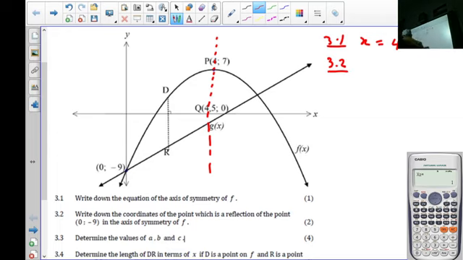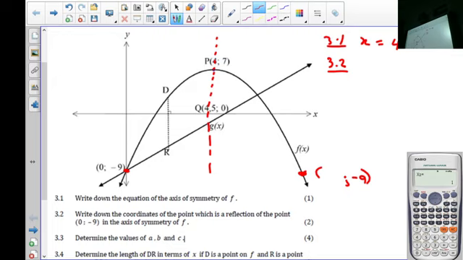Question 3.2 says write down the coordinates of the point which is a reflection of the point (0; -9) in the axis of symmetry. So in other words, if I fold the graph closed in the axis of symmetry, they want to know what is the coordinate of that point. If I fold it closed in this line here, that point will lie exactly on that side. We know it's going to have a y value of negative 9. But the x value is what we need to calculate.